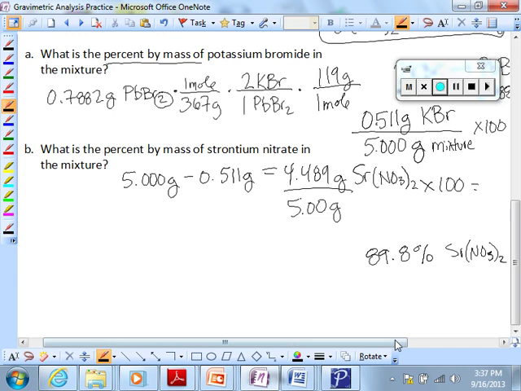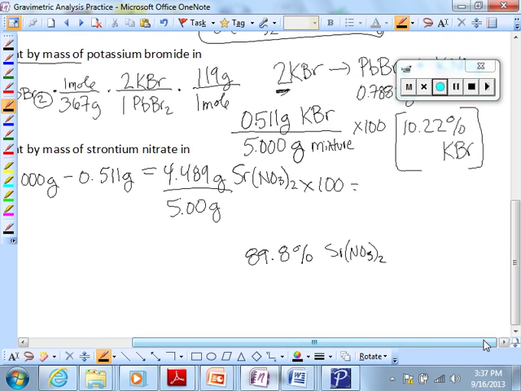Now notice, we could have definitely taken a shortcut here. 10.2 and 89.8 add up to 100. So we could have just said, well, the potassium bromide is 10.22%, so the strontium nitrate must be 89.8%. Or we could have done like we did: subtract from your total, 5 minus the potassium bromide equals the strontium nitrate. Divide by your total times 100. Okay? So those are your 2 percentages. This is different from molarity. Here it is percent, so grams over grams of the whole times 100.